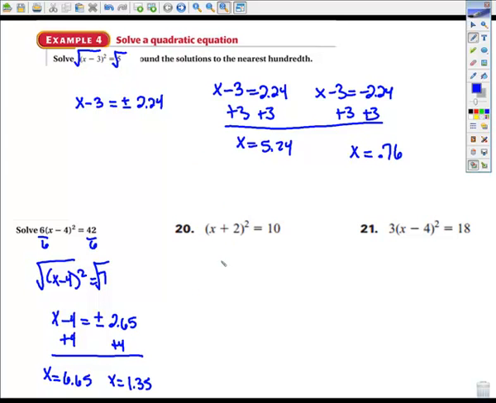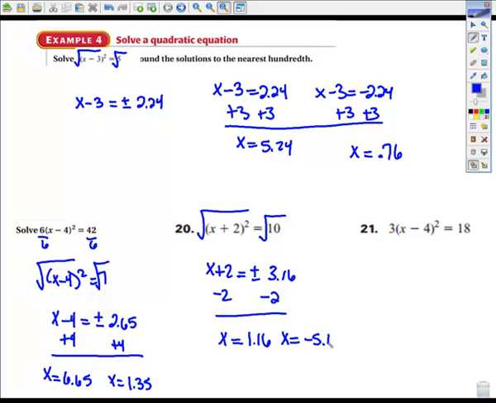Okay, number 20 is just like the original example. We're going to square root. So I get x plus 2 equals positive and negative square root of 10 is 3.16. I will subtract 2 from everything. So x will equal 1.16 when I take the positive, and x will equal negative 5.16 when I use the negative 3.16.